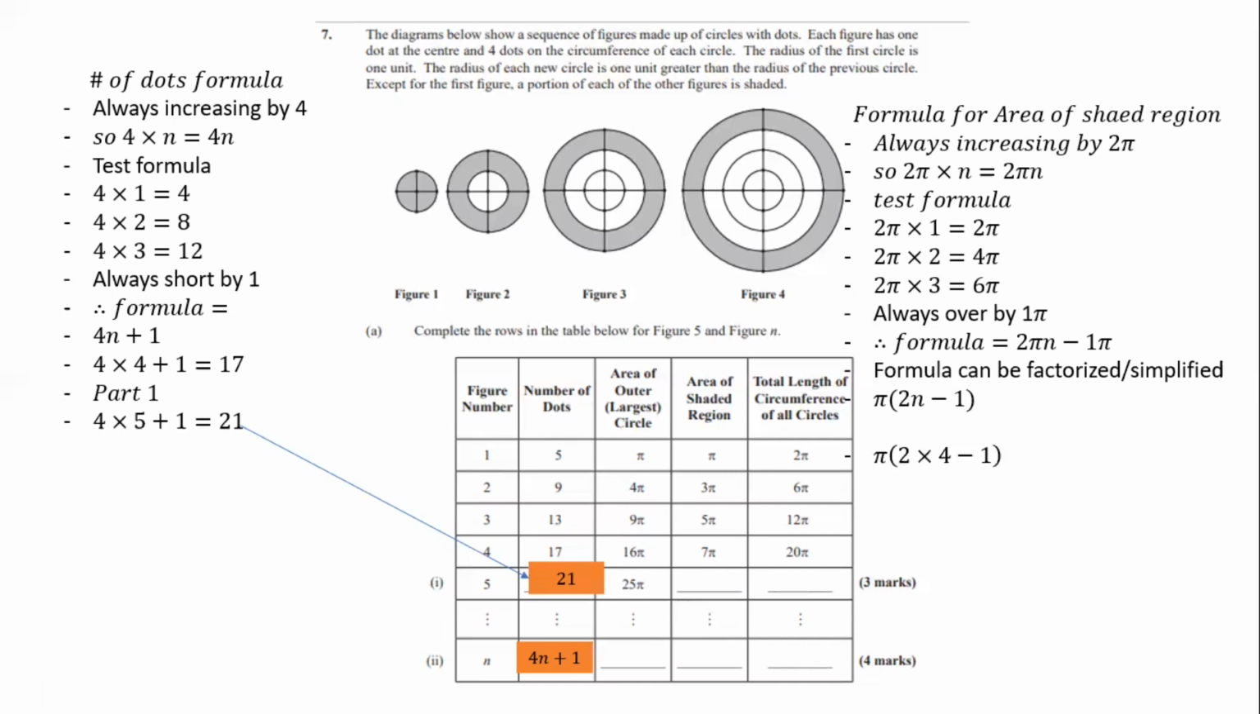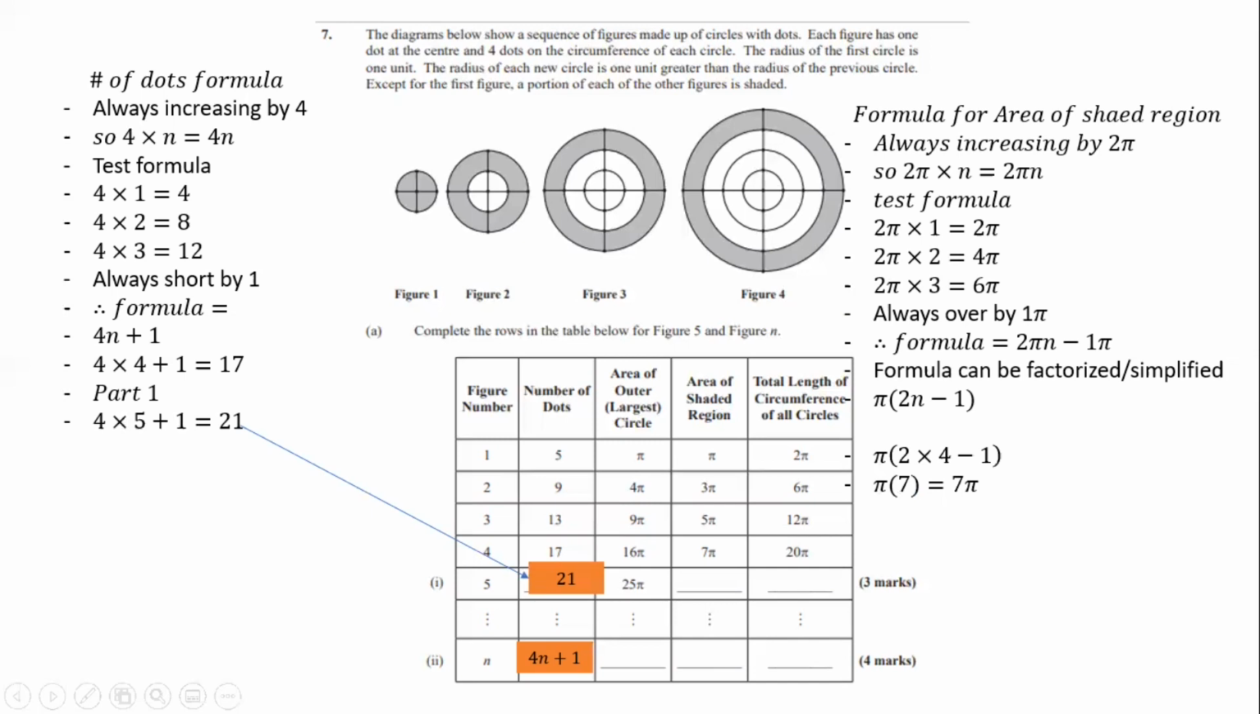And we're now going to test this on our figure 4. So our figure 4, we're going to replace n with 4. So we have 2 multiplied by n, which is 2 multiplied by 4, to give us 8. So it is 8 minus 1 to give us 7. And therefore what we have is pi multiplied by 7, which is 7 pi. And that corresponds with our figure 4 element there.